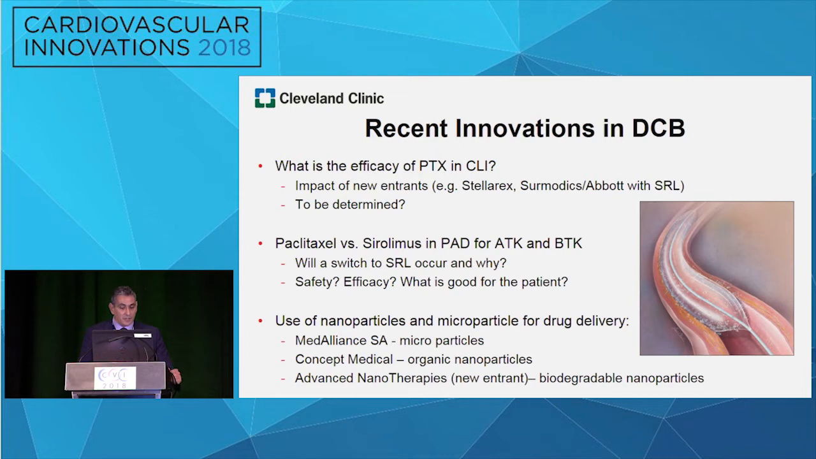There are some new entrants as well, three different companies: MedAlliance with microparticles, Concept Medical with some organic nanoparticles, and then a new entrant, Advanced Nanotherapies. With that, we don't know how paclitaxel and sirolimus will be coming into these new technologies.